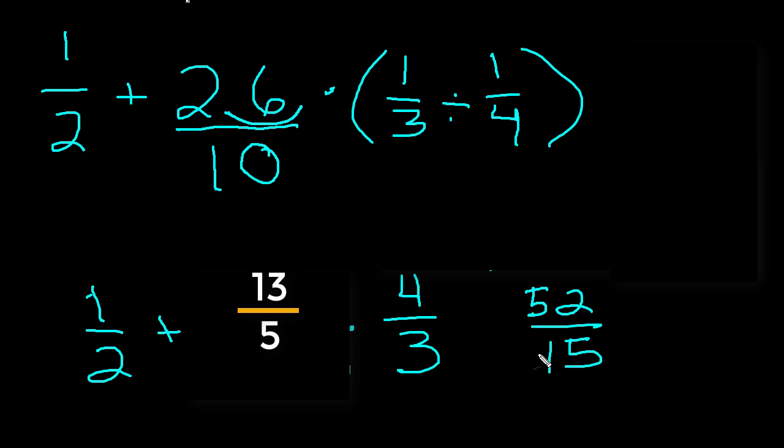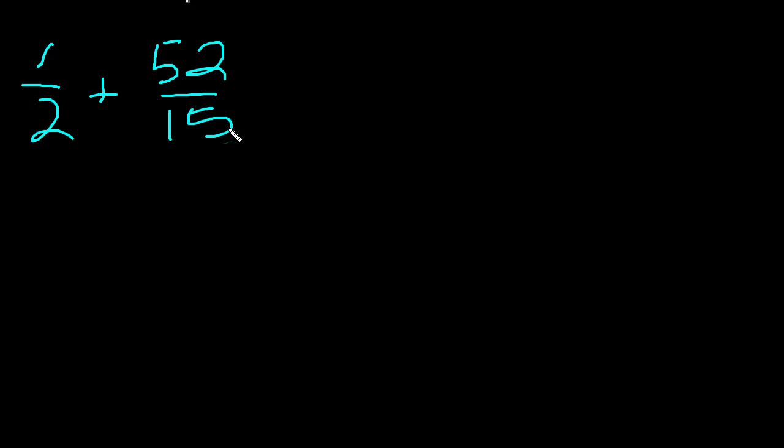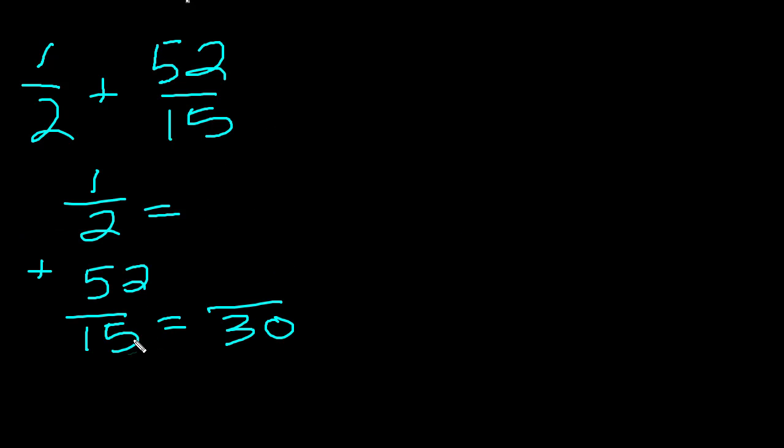52 over 15. And now I'm going to go back again and I have 1/2 plus 52 over 15. And I just keep working out the problem like I usually would. So then I would find common denominators and add just like usual. I think I'm going to end up with 30ths here. So 15 times 2 is 30, 52 times 2 is 104.